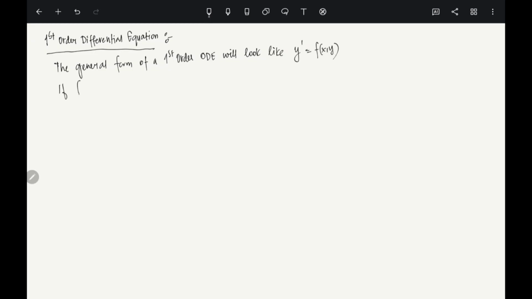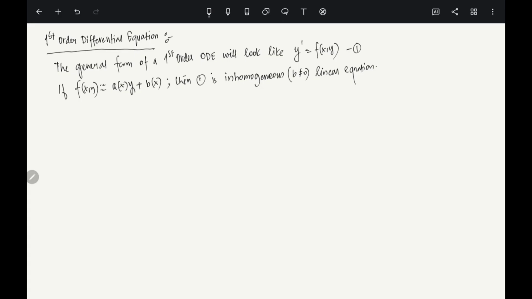Now if f of x, y is of the form a(x) y plus b(x), let's call it (1), then it is inhomogeneous when b is not 0. It is a linear equation, and it is very easy to solve. You just find the integrating factor and you can solve it.